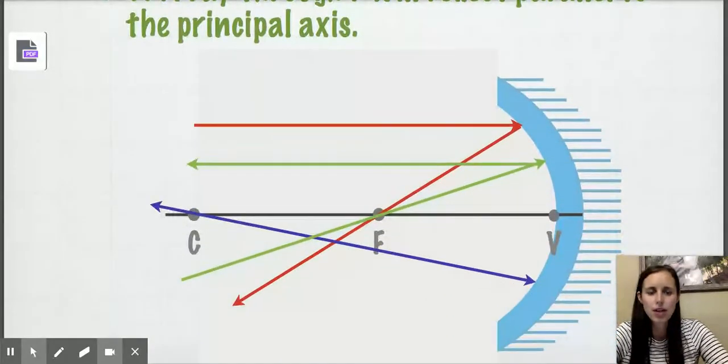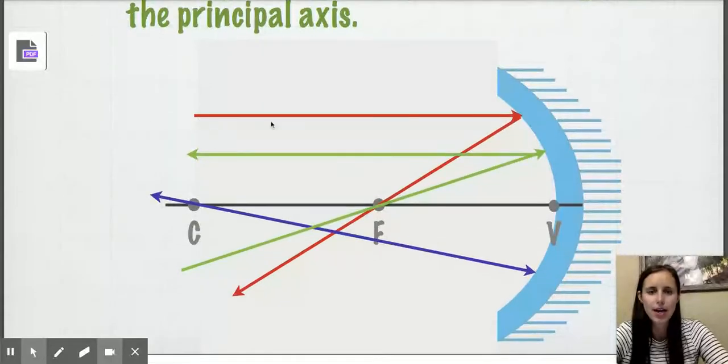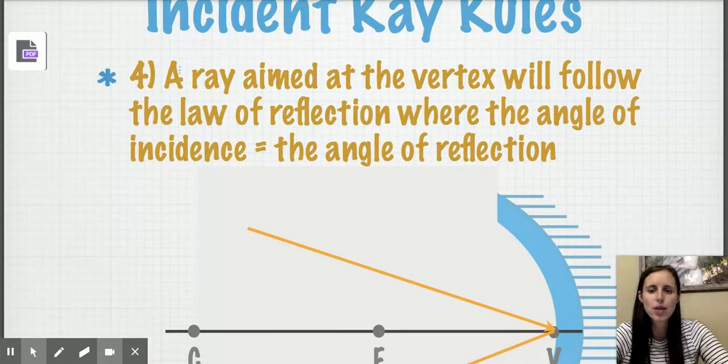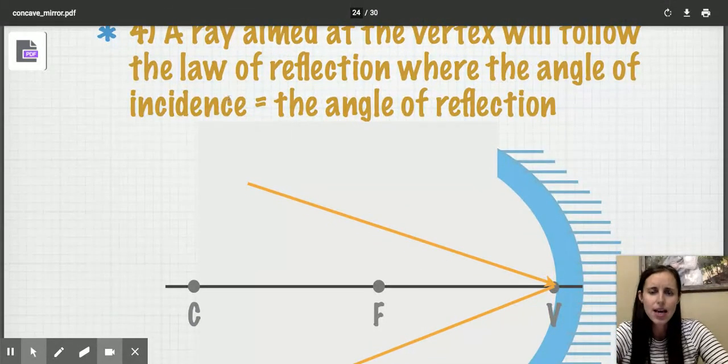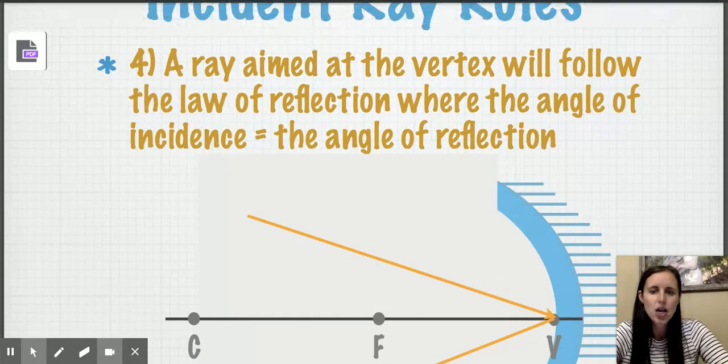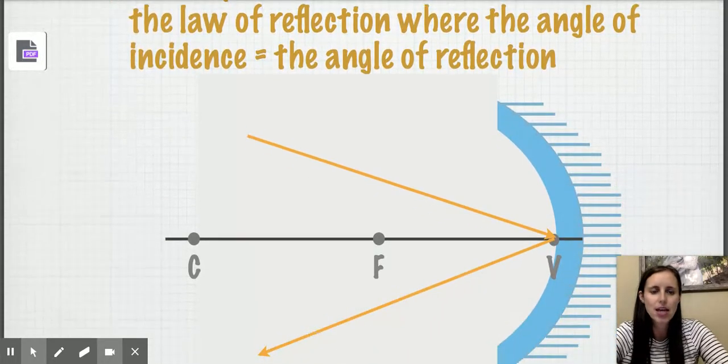So again, to recap the first 3 rules: I come in parallel, I go out through F; I come in through C, I go out through C; or I come in through F and I go out parallel. My last rule has to do with V, the vertex. You can see it in yellow here. This says that a ray aimed at the vertex will follow the law of reflection, where the angle of incidence equals the angle of reflection.